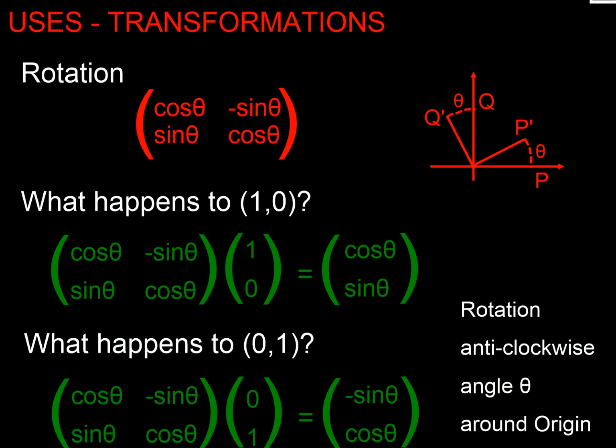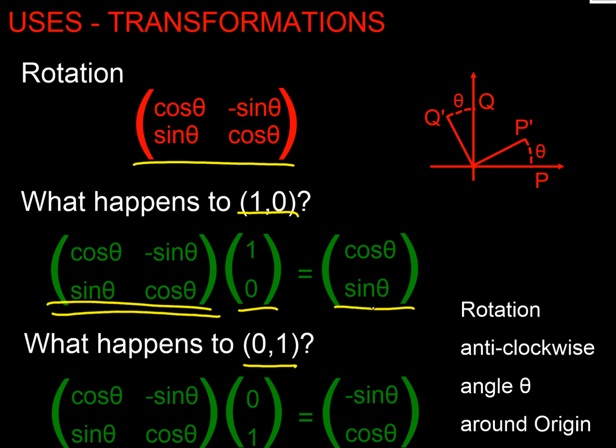Okay, next one, rotations. Here's a matrix: (cos θ, -sin θ; sin θ, cos θ). I'm going to look at what happens to the points (1, 0) and (0, 1). I'm going to do that for a reason, because it's going to help us look at what we've got here. So if I take the point (1, 0) and multiply it by this matrix, I end up with the point (cos θ, sin θ). So on my little diagram, that started at (1, 0), my point P, and I end up here at (cos θ, sin θ).